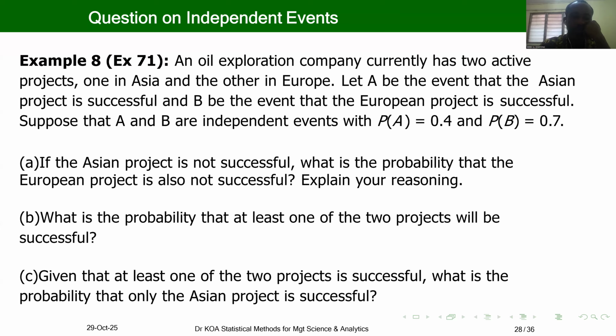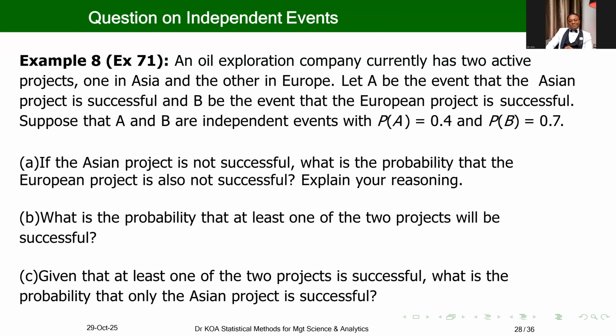Given that at least one of the two projects is successful, what is the probability that only the Asian project is successful? What are the chances that only the Asian project is successful? Now, this is quite a tricky one. Very tricky one. Who has an idea?